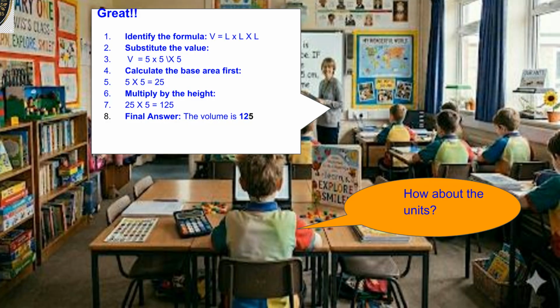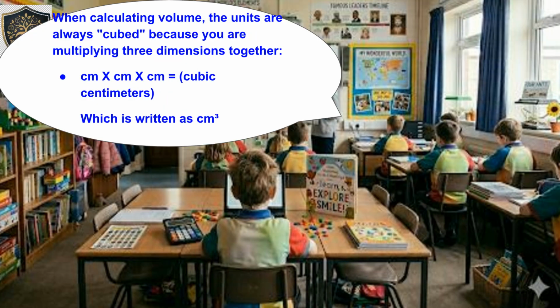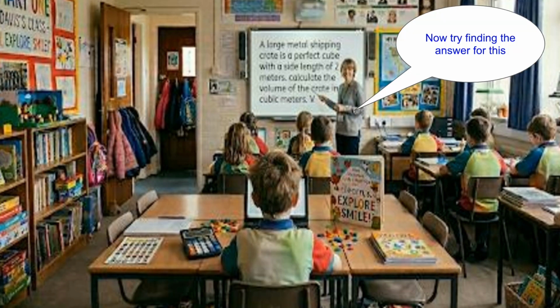Excellent! Now let's practice applying the formula with a single whole number. If L equals 5, what is the volume? When calculating volume, the units are always cubed because you are multiplying 3 dimensions together: cm times cm times cm, written as cm cubed. Now try finding the answer for this. Remember, the volume is L times L times L.